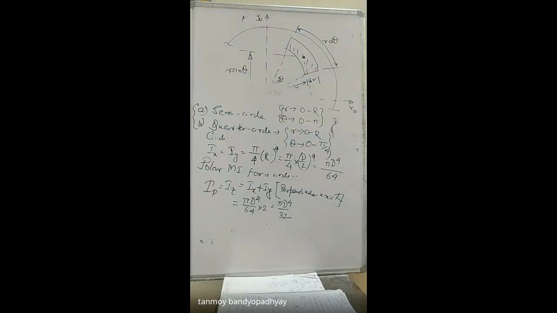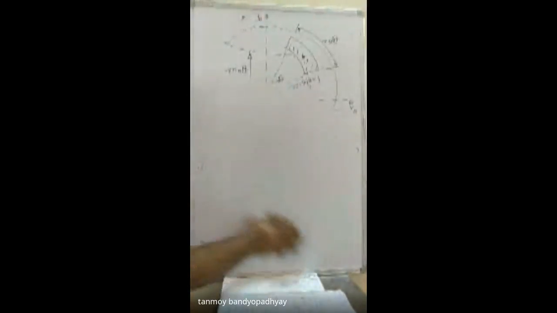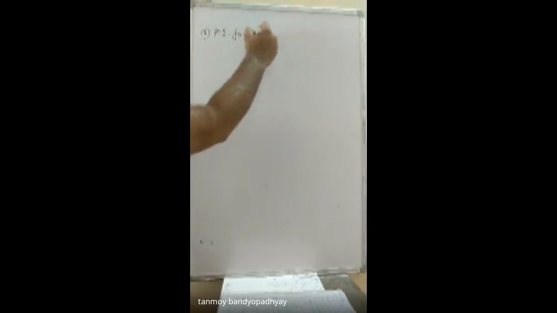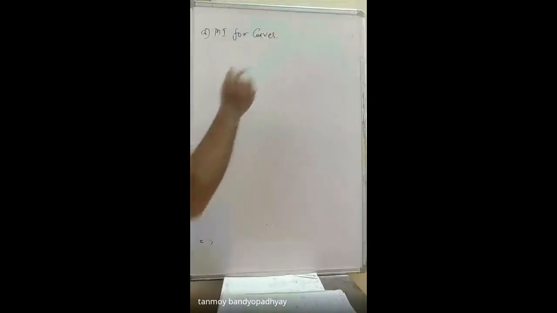Just to get ourselves acquainted with the things that we'll be doing while calculating the moment of inertia. So this is actually the problem of a curve. We'll be doing two things. One is the calculation of moment of inertia for curves. Any curve where the curve is given, we have to calculate the bounded area and then we'll be calculating the moment of inertia.